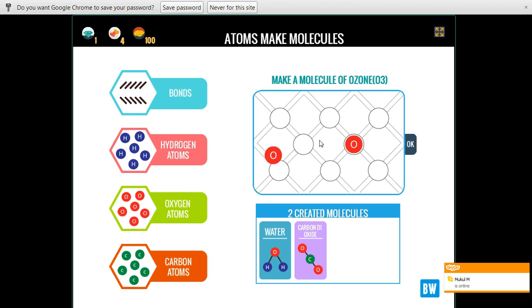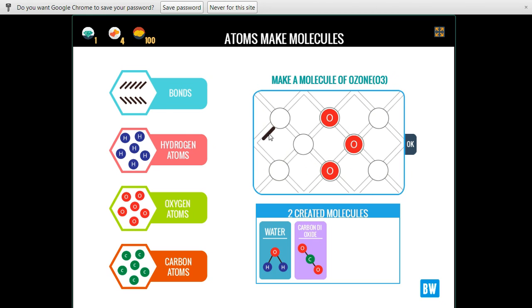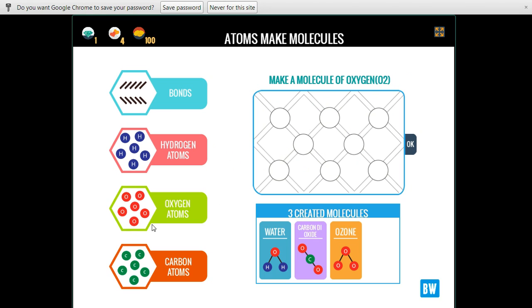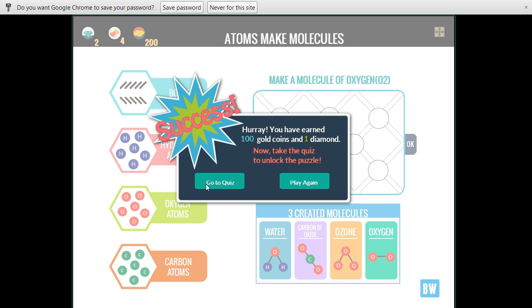Please note that as long as the shape is correct, any orientation is accepted. You can arrange these anywhere in the grid and submit it to get the right answer. Awesome. Now this is the final one, the oxygen atom. Let me place it here and see if it accepts. Yes, it does.